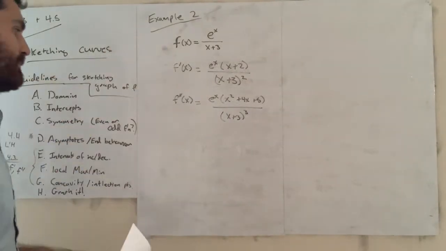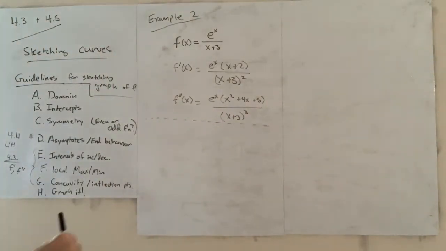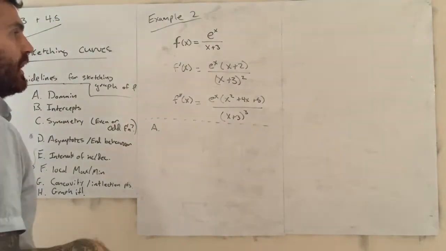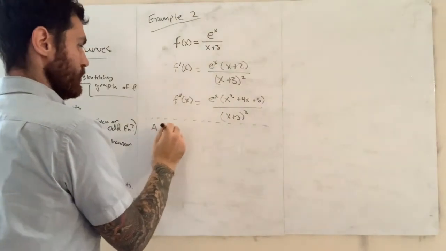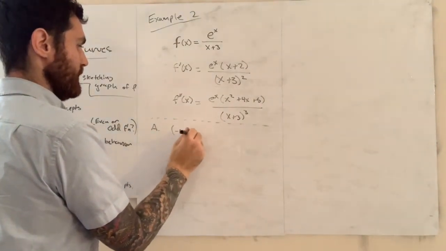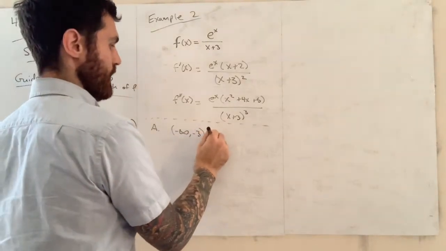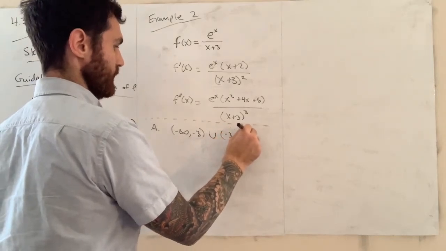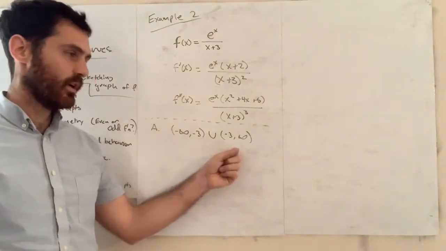Okay, I've collected that information here, and now we want to start following the guidelines. So what is the domain of our function? Well, we can plug anything we want into e to the x, that's perfectly fine. We can't plug negative 3 into the denominator though. So the domain is going to go from negative infinity to negative 3, and then union negative 3 all the way off to infinity. This is just a fancy way of writing all values except for negative 3.